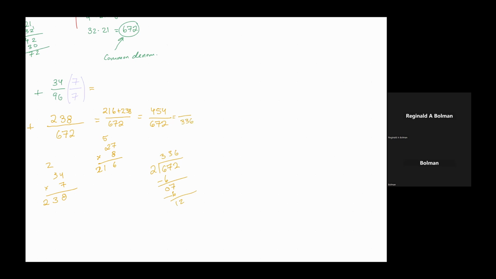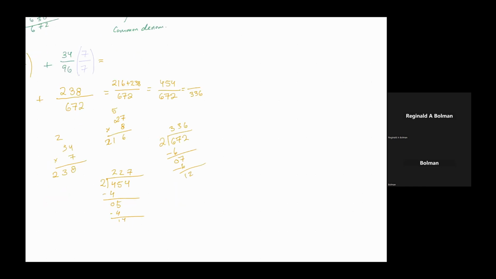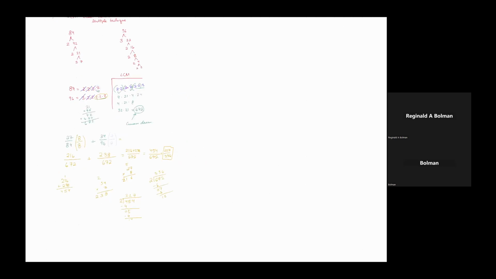2 goes into 454. 2 into 4 goes 2 times. Subtract, drop your 5 down. 2 into 5 goes 2 times. Drop your 4 down. 2 into 4 goes 7 times, I'm sorry, 7 times rather. So you get 227 on top all over 336. And I believe this would be your simplest fraction if we've done everything correctly.